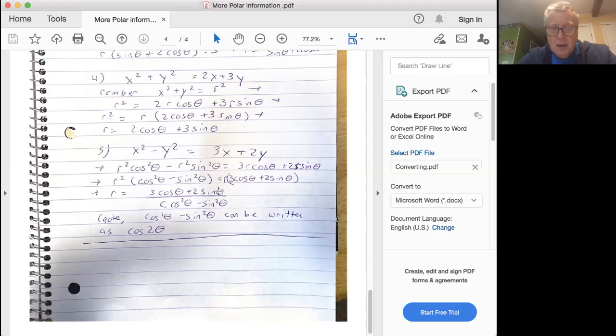Now, chances are when you see something like this, they'll replace that cosine squared theta minus sine squared theta with cosine 2 theta. That's an identity. If you left it here and you show me the work up to this point, I'd be fine with that. So again, that's why I asked you to hand that in, because if it is that you didn't see that identity, which is possible, you still would get the credit for it.